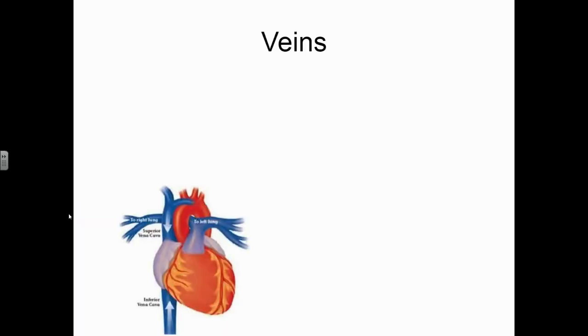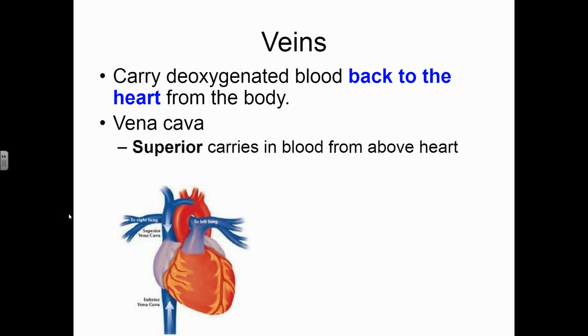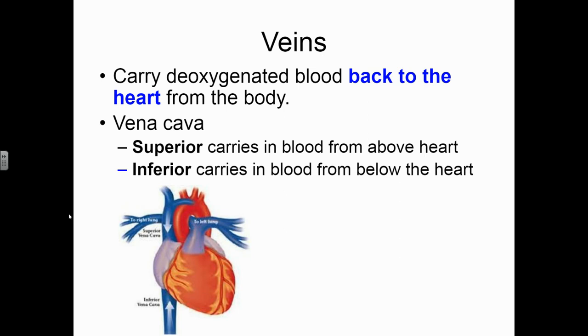The second type of blood vessel are veins. Veins carry deoxygenated blood back to the heart from the body. So deoxygenated blood is blood that has very little oxygen in it and has a lot of carbon dioxide. The main vein in your body, the largest vein, is the vena cava, and there's 2 branches of that. The superior carries blood to the heart from areas that are above the heart, and the inferior carries blood back to the heart from areas that are below the heart.